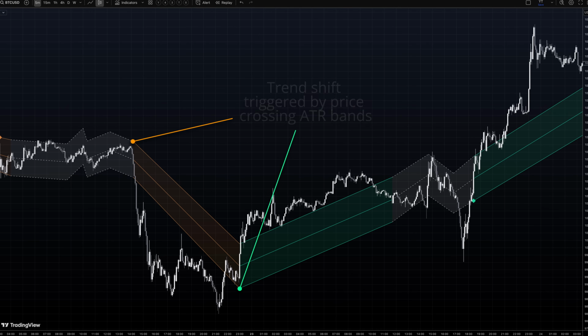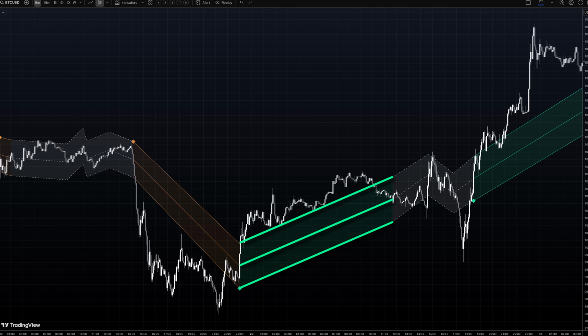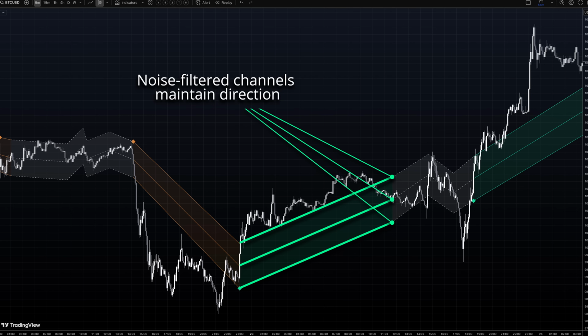The indicator operates by detecting trend shifts when price crosses above or below ATR-adjusted boundaries around a moving average. Once a trend is established, it draws 3 parallel lines representing the middle trend line and upper and lower channel boundaries. These channels use smoothed values over 20 periods to reduce noise while maintaining trend direction accuracy.